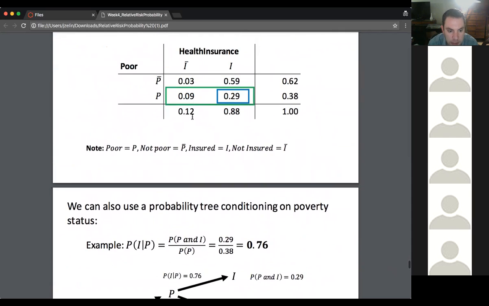So here we see that the probability of being poor and insured is 0.29, 29%. And the total probability of being poor is 0.38. So this is your conditioning statement, the probability of being poor. This is going to be in your denominator, 0.38, and the numerator is going to be the joint probability, 0.29.